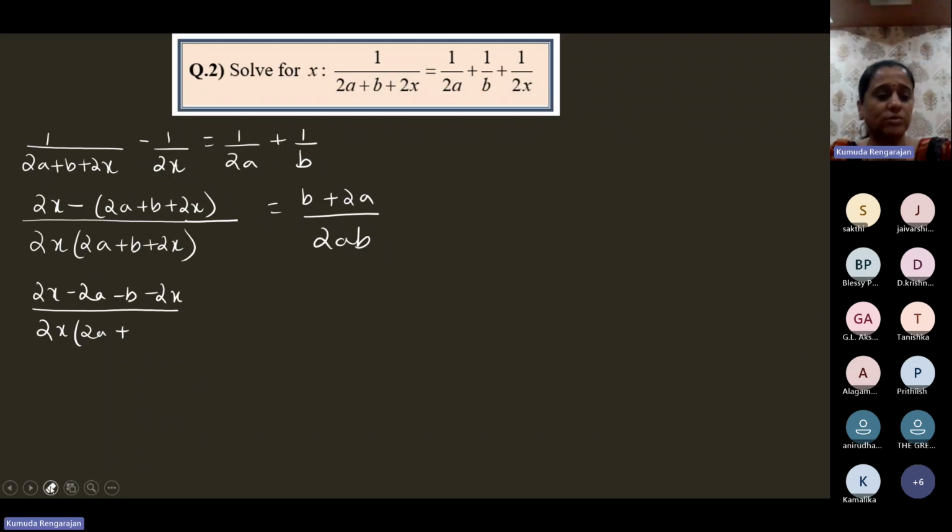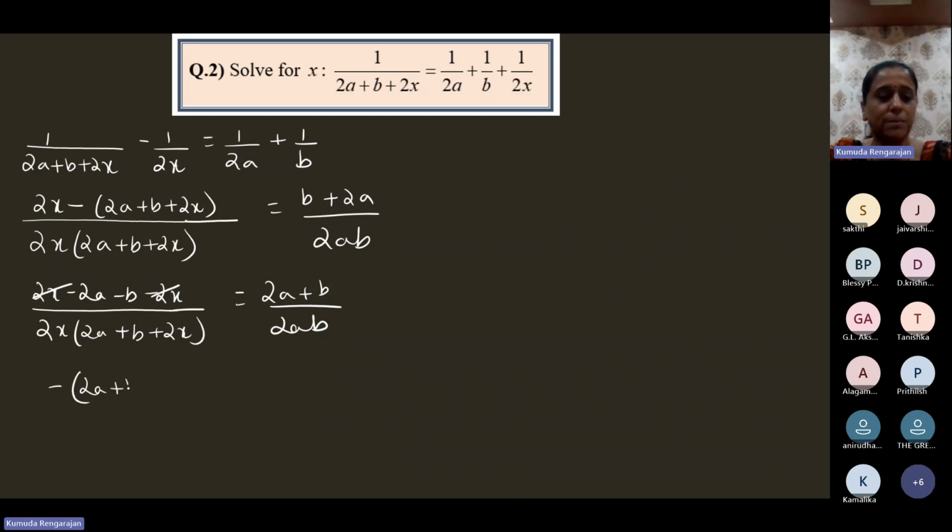So don't be in a hurry to open the bracket. We'll just wait. Okay, this is equal to b plus 2a. We simply write it as 2a plus b, or you can also write it as it is. So now 2x and minus 2x get cancelled. And here we'll take out minus common.